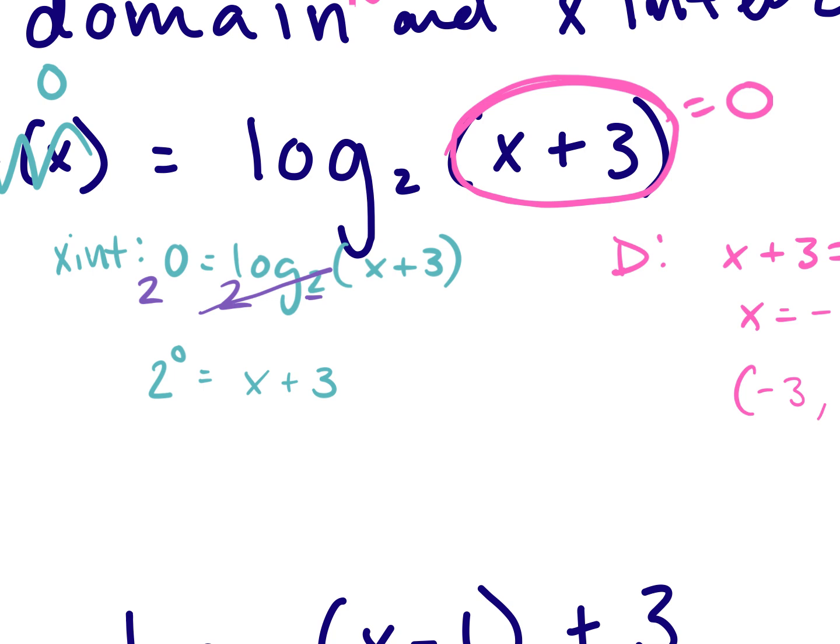So what's 2 to the power of 0? 1 equals x plus 3. Subtract 3. X is equal to negative 2, so our x-intercept would be at negative 2, 0.